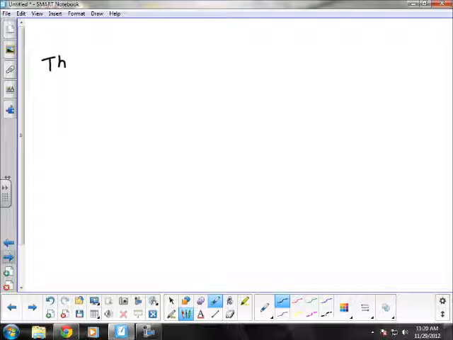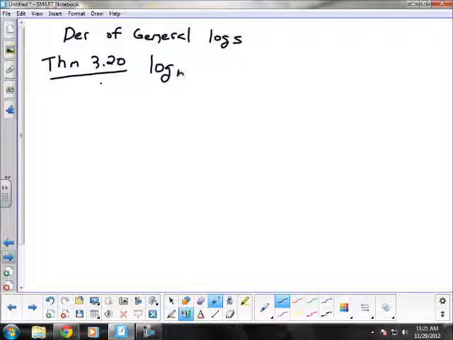We're going to be talking about the derivative of general logs, not just ln's, but all logs. Okay? So, theorem 3.20. And a general log looks like this, remember, log base b of x. It's got some other base besides e. That's a general log. So not an ln.